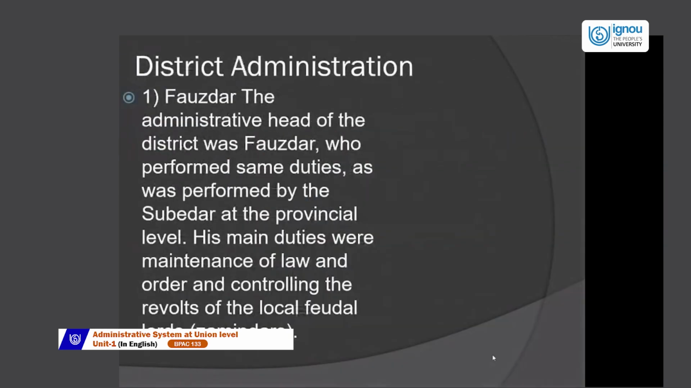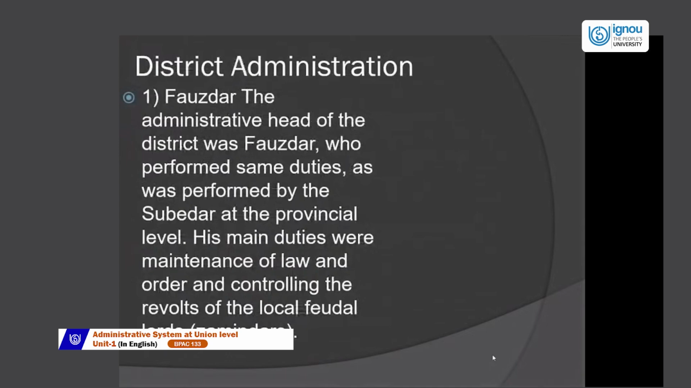There was also a district administrative apparatus during the Mughal period. The Fauzdar was the administrative head of the district, who performed the same duties as were performed by the Subedar at the provincial level. So at the district level, there was a Fauzdar, and the functions of the Fauzdar were the same as those of the Subedar at the provincial level.